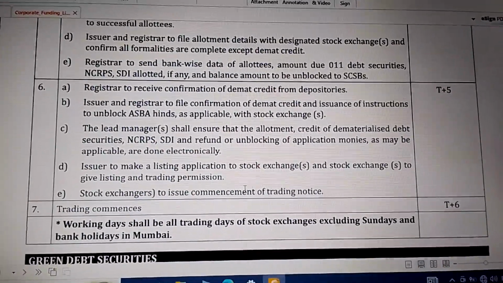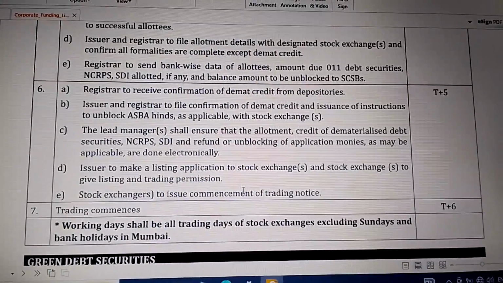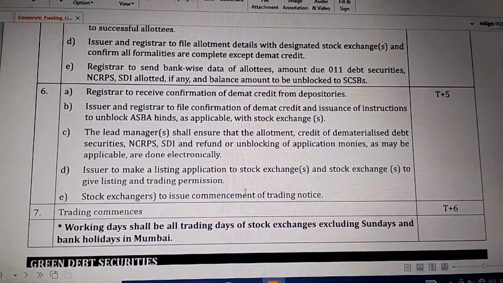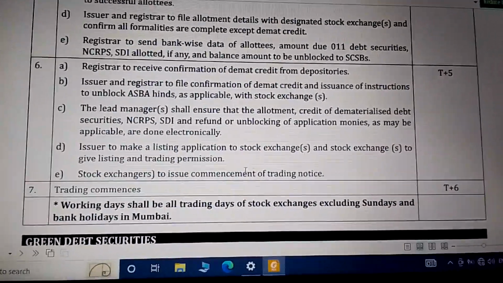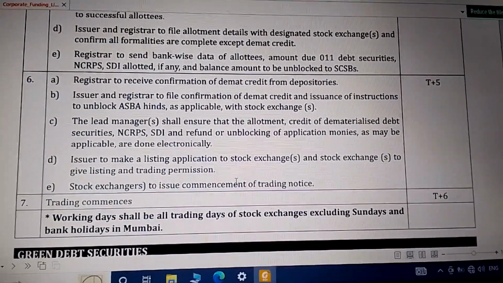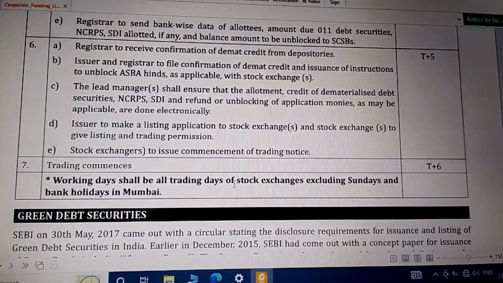T+5, registrar to receive confirmation of demat credit from depositories. Issuer and registrar to file the confirmation of the demat credit and issuance of the instructions to unblock the ASBA funds, as applicable, to the stock exchanges. The lead manager shall ensure that the allotment credit of the dematerialized debt securities, NCRPS, SDIs and refund or unblocking of the application monies, as may be applicable, is done electronically.